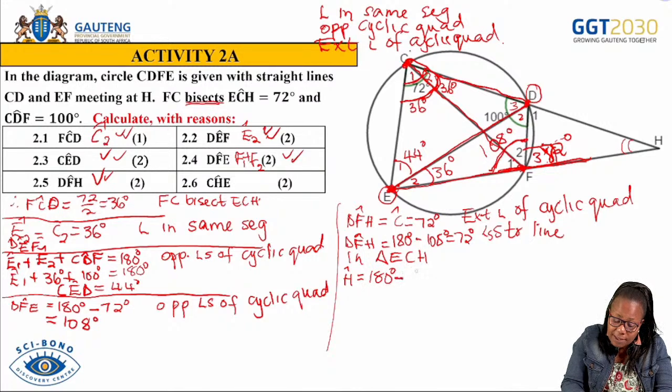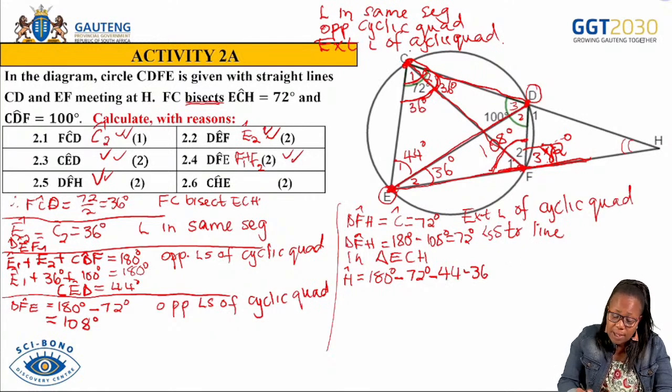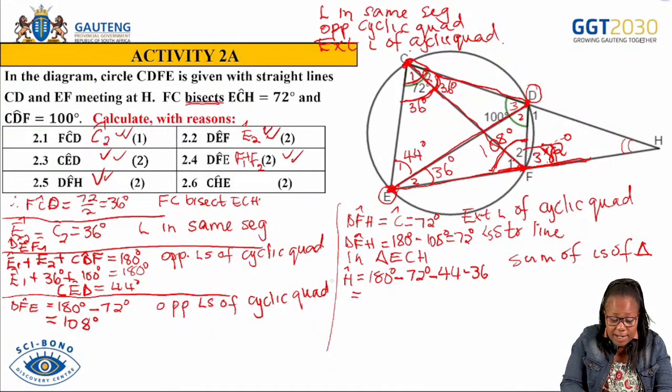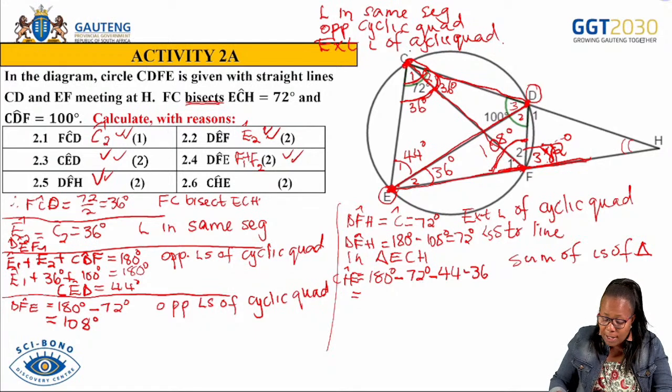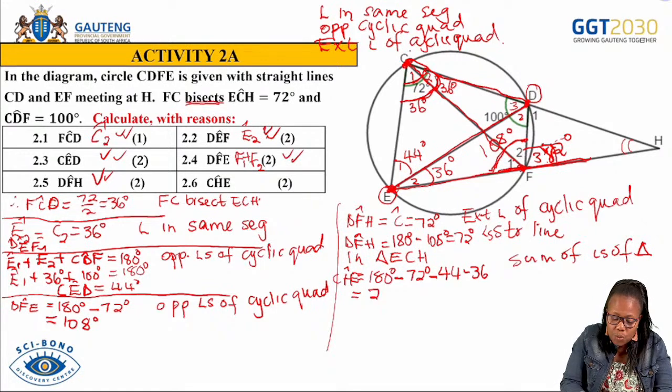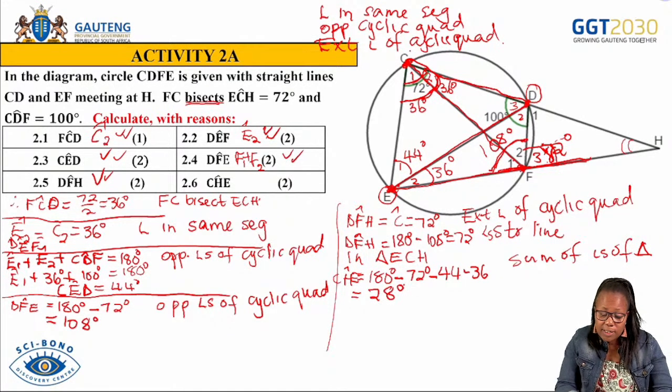We are subtracting the first angle, 72 degrees, from C, and then we subtract the 44 from E and the 36 from E. And the reason is the sum of angles of a triangle, or the interior angles of a triangle. Then this angle CHE will be equal to 180 minus 72 minus 44 minus 36. It is giving us 28 degrees.